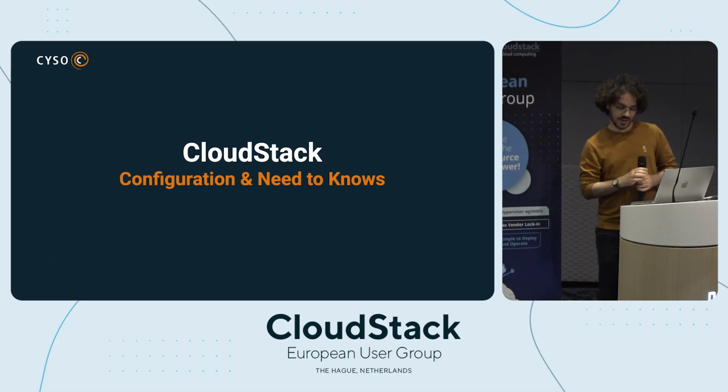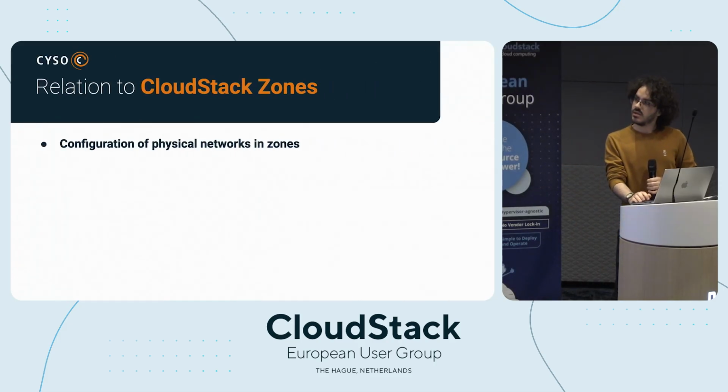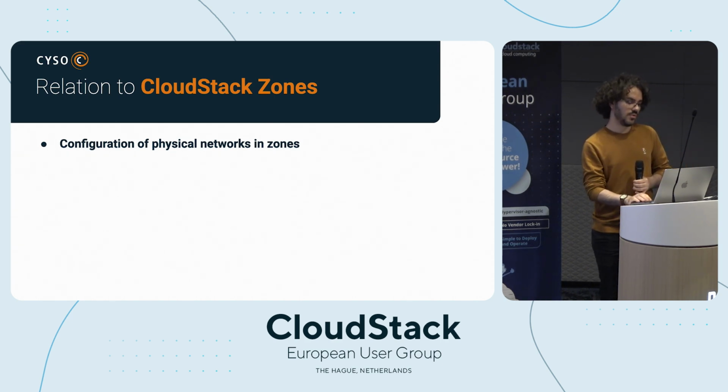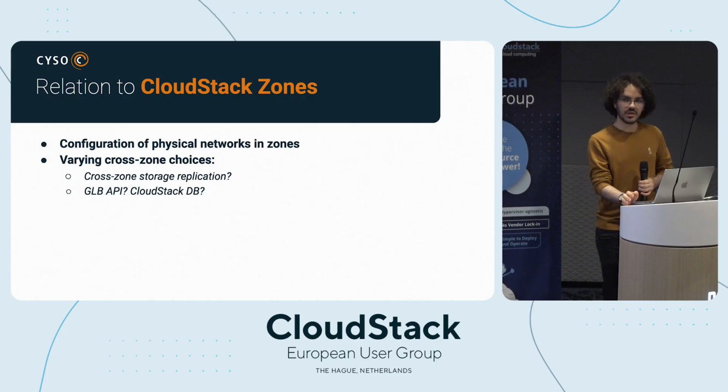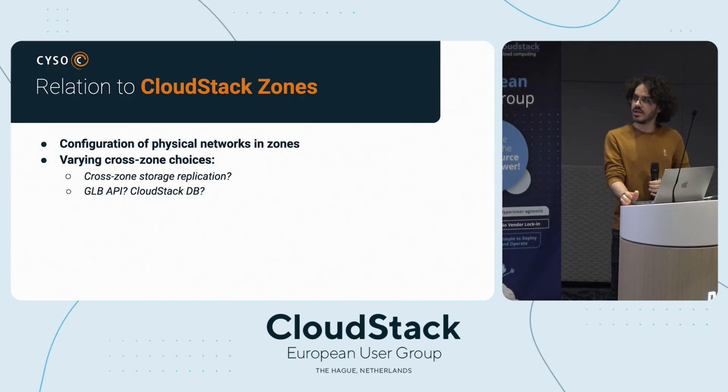So let's go back to CloudStack then. There are some things that you need to keep in mind when you're designing your networking to work multi-site. One part is the configuration of your physical networks on your zones. There are varying cross-zone choices. So if you have two CloudStack zones, where do you want to, for example, expose your API through? Do you want to expose it on both zones and then have a higher level API that's globally load balanced above it? That's one option. You could also just keep it separate still.